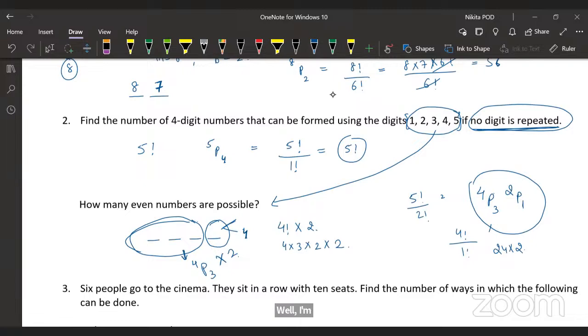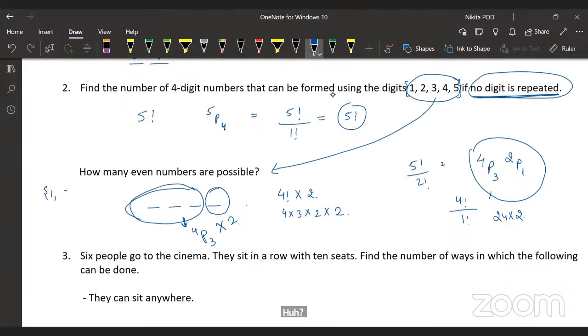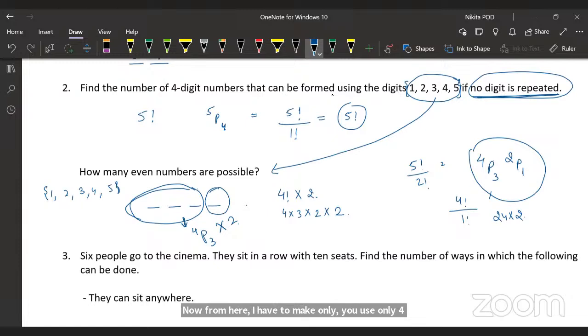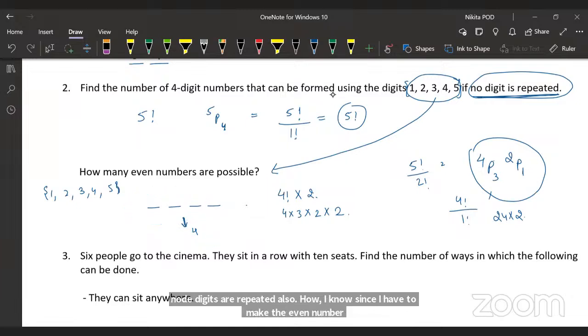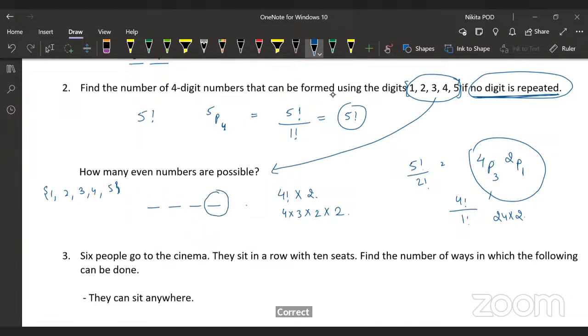What I'm saying is, this 4 is the number of digits available for me to form a number, right? You had 1, 2, 3, 4, 5, right? Now from here, you use only 4 digits, because no digits are repeated. Now since I have to make an even number, the number at the ones place is either 2 or 4. Yeah, till then agree, ma'am.